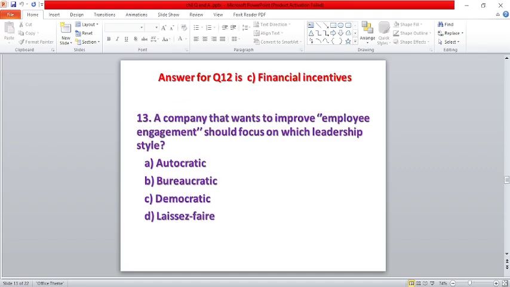Question number 13. A company that wants to improve employees' engagement should focus on which leadership style? A. Autocratic. B. Bureaucratic. C. Laissez-faire. D. Democratic. The answer for this question is D. Democratic.